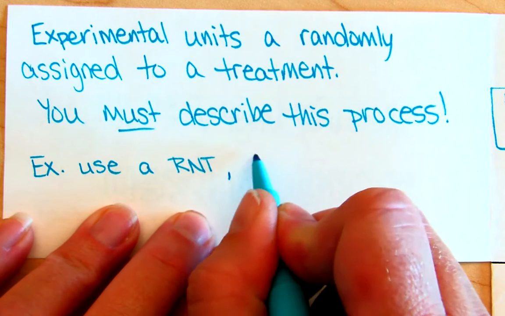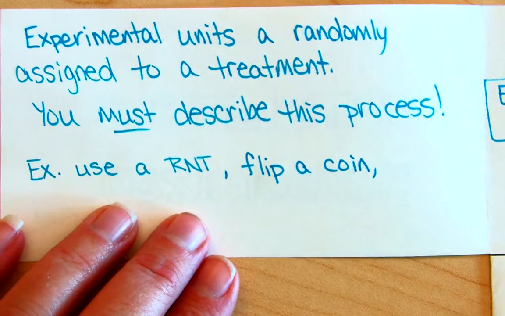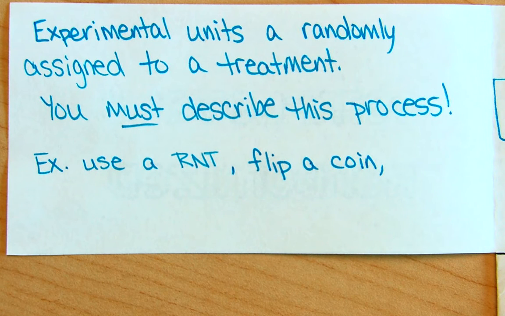You could flip a coin. If you are only assigning to 2 different treatments, then you can do a coin flip. If you have 3 or more, obviously a coin flip is not going to be the way to do this. So you would say, for each experimental unit, for each subject, or for each plant, or whatever you're assigning to, for each one I would flip a coin. If it lands heads, they would receive, and then tell what treatment they would receive. If it lands tails, they would receive, and then explain that treatment.